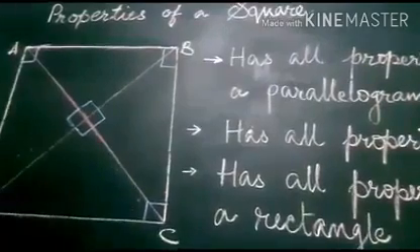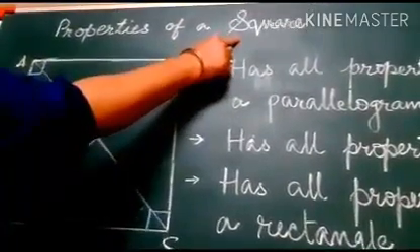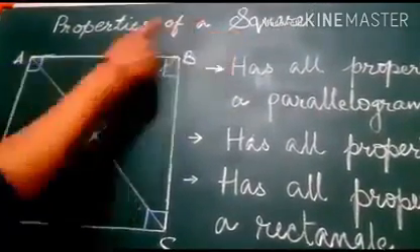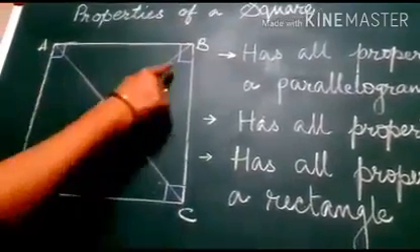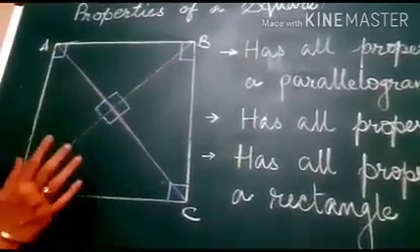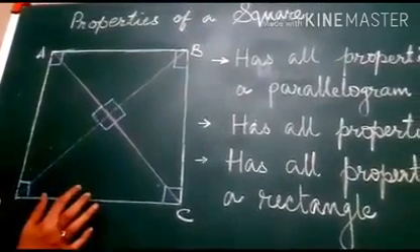The next special type of parallelogram is a square. Now this square is a very special figure. You already know about a square. It has all its sides equal, all its angles are also equal. It is also a special type of rhombus, and it is also a special type of rectangle.